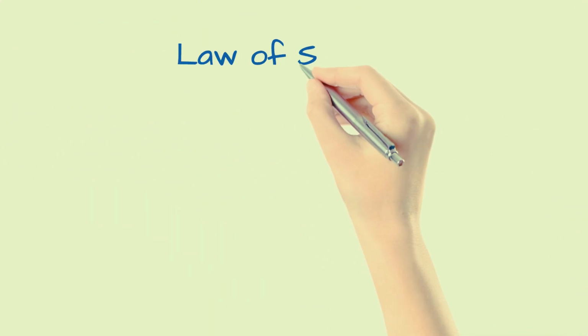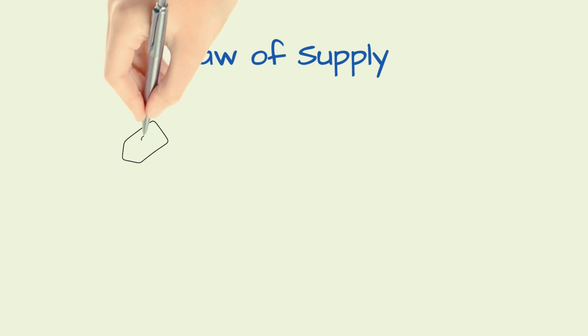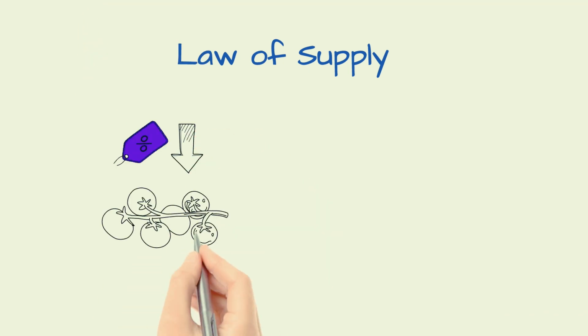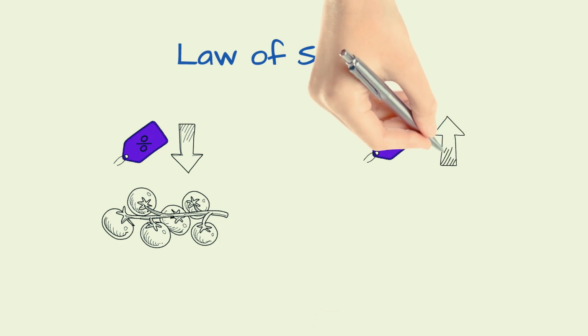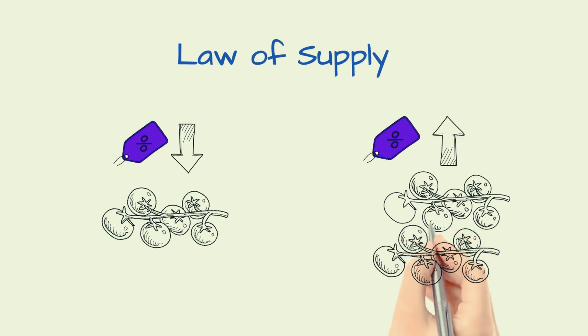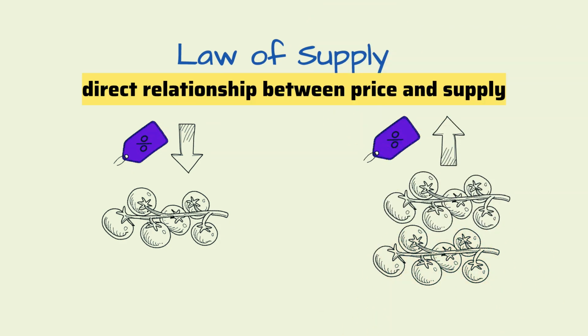Let's understand with an example. Suppose tomato prices are very low. In that case, sellers may bring fewer tomatoes to the market. But when the prices rise, sellers try to supply more tomatoes to earn higher profits. So when price rises, supply also rises, and when price falls, supply also falls. There is positive and direct relationship between price and supply.